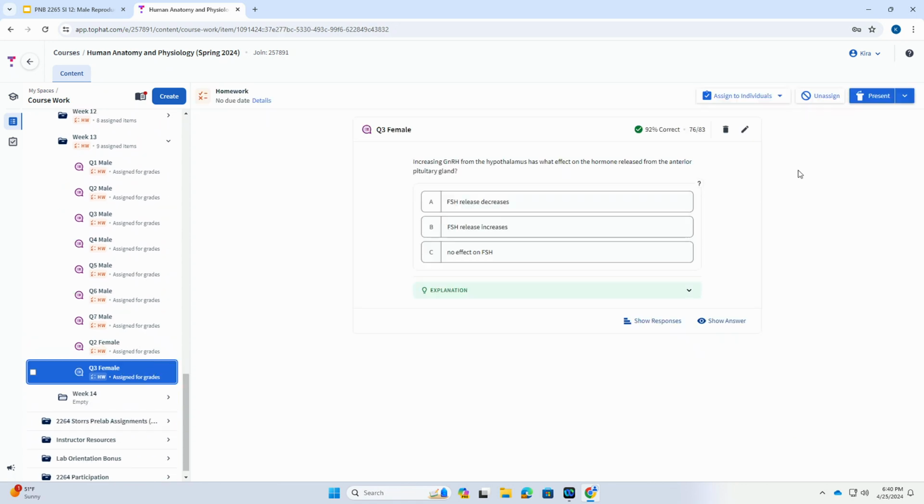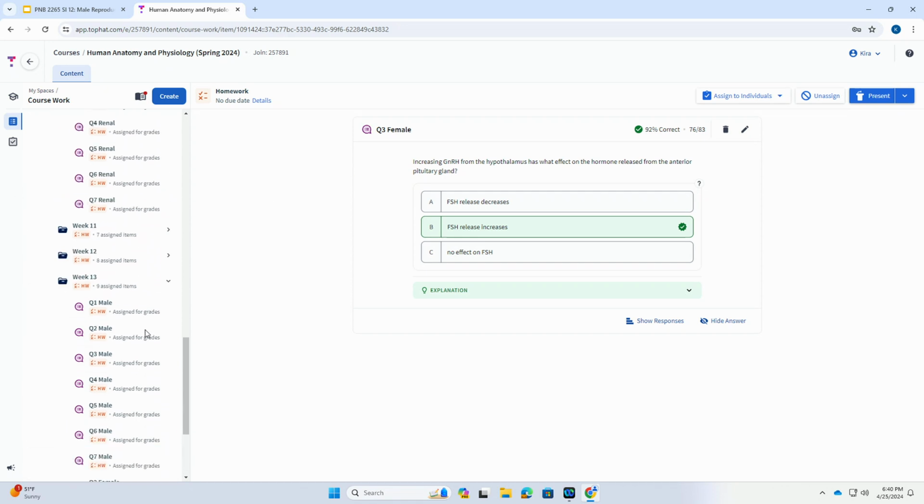And then this one, increasing GnRH from the hypothalamus has what effect on the hormone release from the anterior pituitary glands? Does anyone remember? Yes. So if you remember, FSH and GnRH are directly related. So when GnRH is released, FSH is also released. Just want to see what you guys are thinking about female.